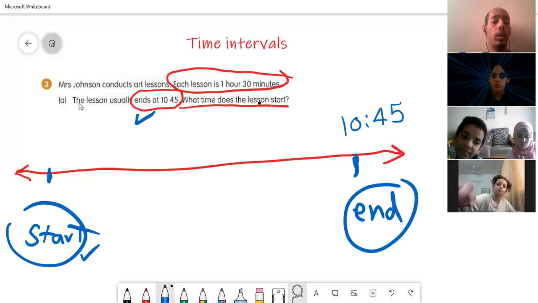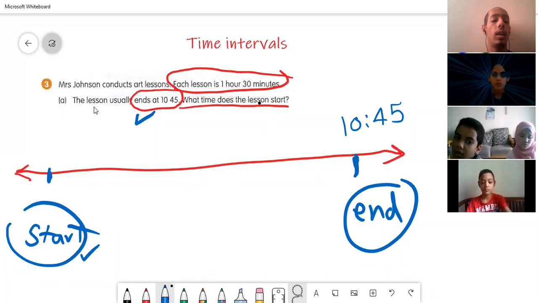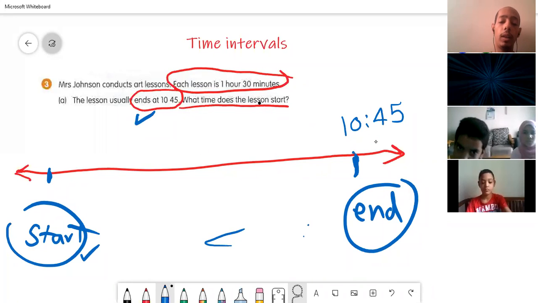If you follow this question, Mr. Johnson conducts lessons. Each lesson is 1 hour 30 minutes. The lesson usually ends at 10:45. What time does the lesson start? So the lesson ends at 10:45. Then we are gonna count back to find the starting time.